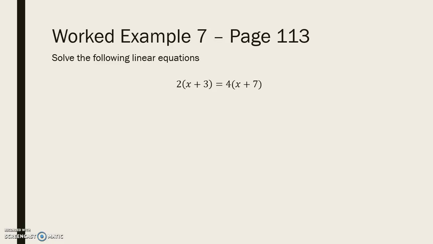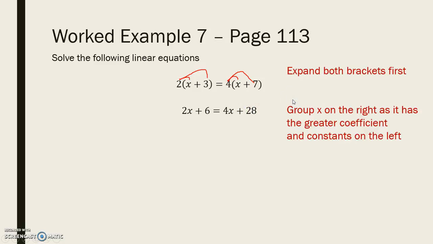This is no different to the previous example, except we have to expand both sides. So we multiply through the 2 on the left, and multiply through the 4 on the right. So on the left, 2x is 2x, 2 times 3 is 6, 4 times x is 4x, 4 times 7 is 28. Once again, group our like terms. This time we're going to go to the right because we've got more x's on the right. It means that 28 will come to the left.